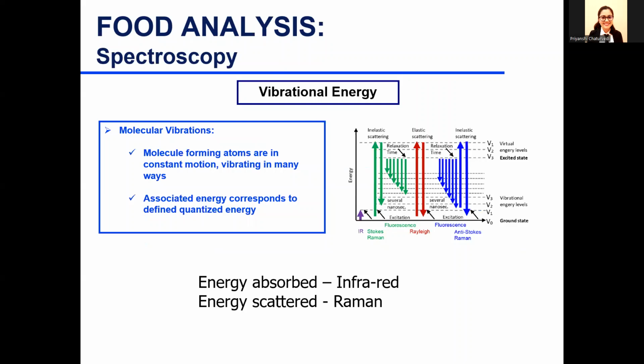Energy absorbed is infrared, energy scattered is Raman. You can many times, if you've got a really nice bench system that uses a laser, use the same light source to do IR as well as Raman. The really cheap systems don't use high energy lasers. They can only do IR.